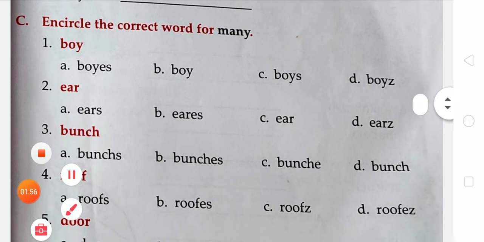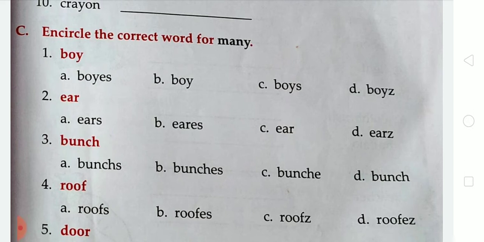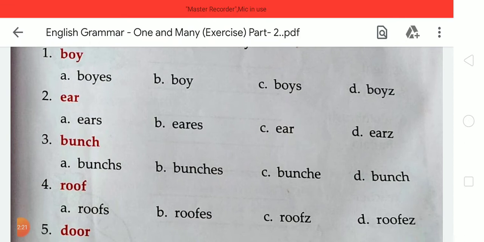In number 1, the first word is boy. Boy is a singular noun, so we have to change this given singular noun into a plural noun. Students, tell me what is the plural form of boy? Here are 4 options. You have to choose the correct one, and after that you have to circle it.